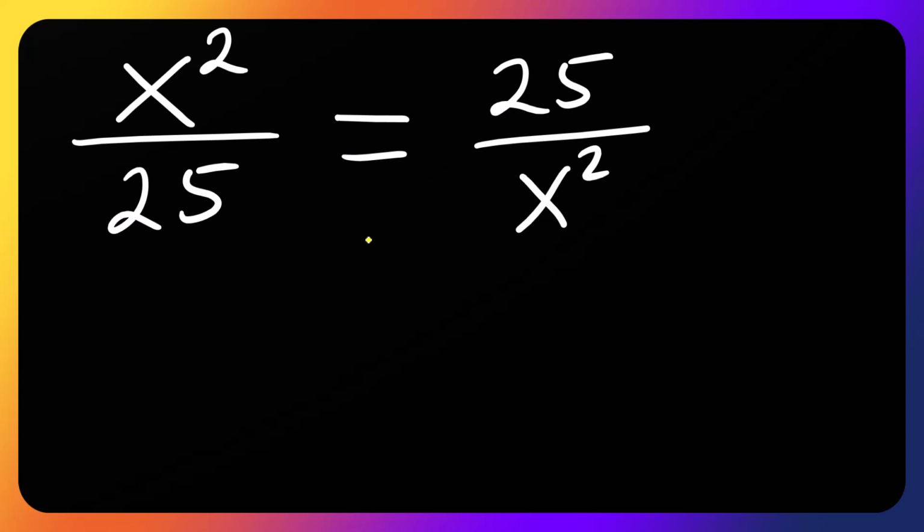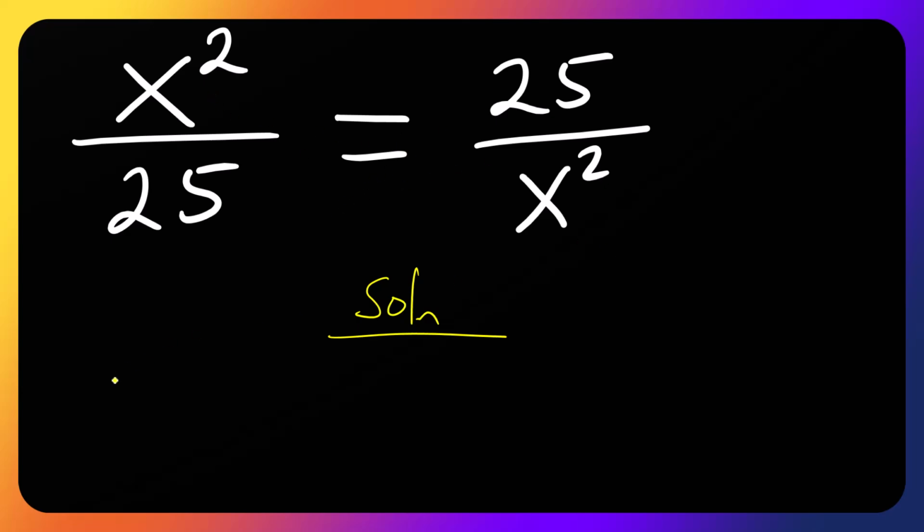Hello, let's solve for x from here. Given x squared on 25 equals 25 on x squared. Alright, so what we are going to do here is very simple. Now, when you have fraction equals fraction, the best thing here is to do cross multiplication, in order to get rid of the fractions.